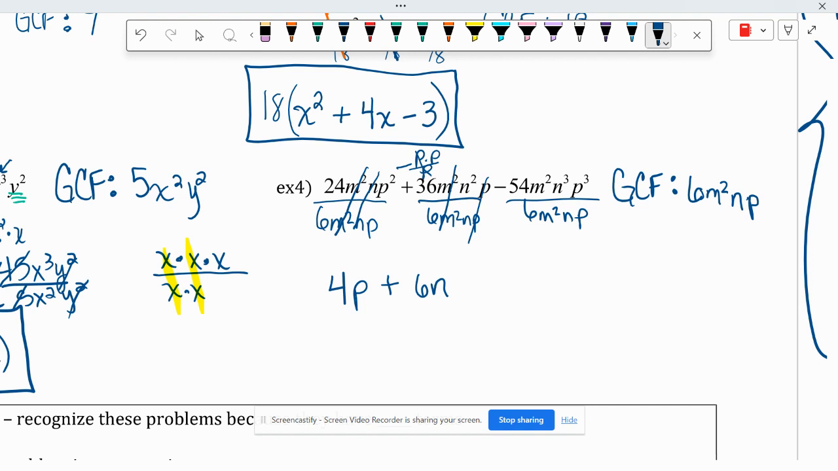What about the negative 54 divided by 6? Negative 9. What is that? Yeah, negative 9. And then m squared cancels out. What is n cubed divided by n? N squared. And what is p cubed divided by p? P squared. You have to put your GCF that you took out front. 6m squared np.